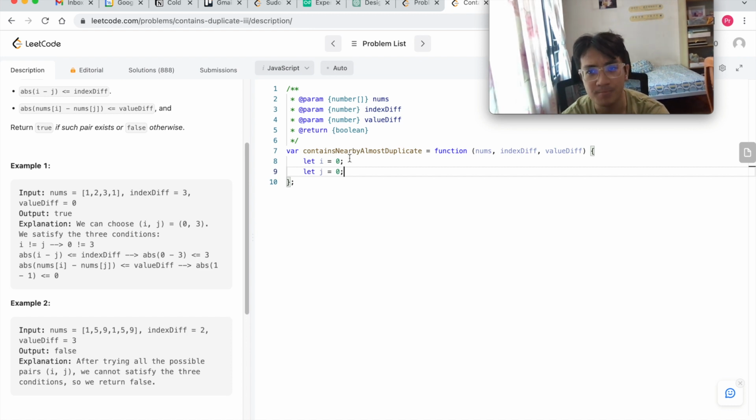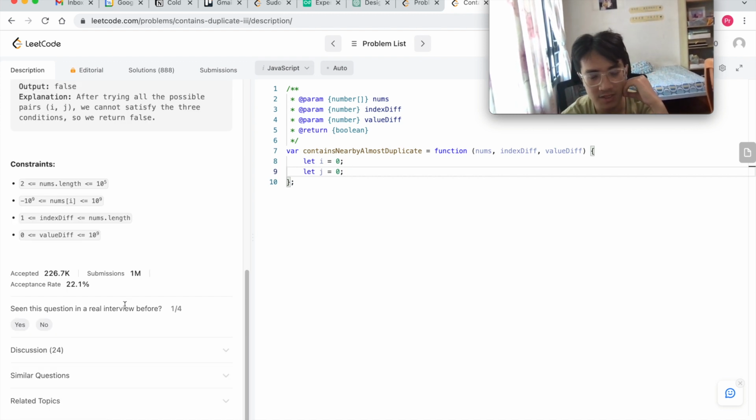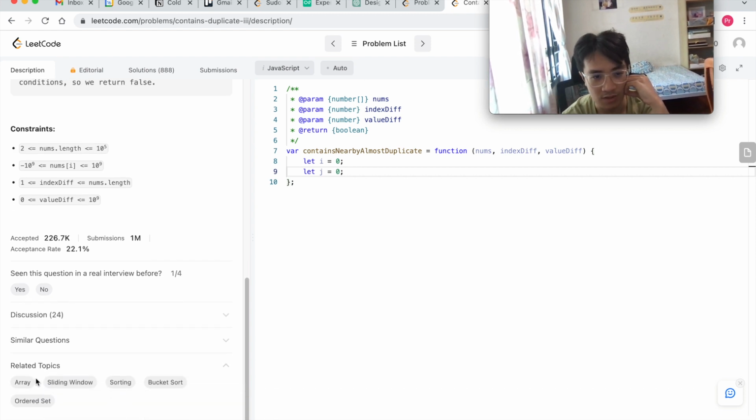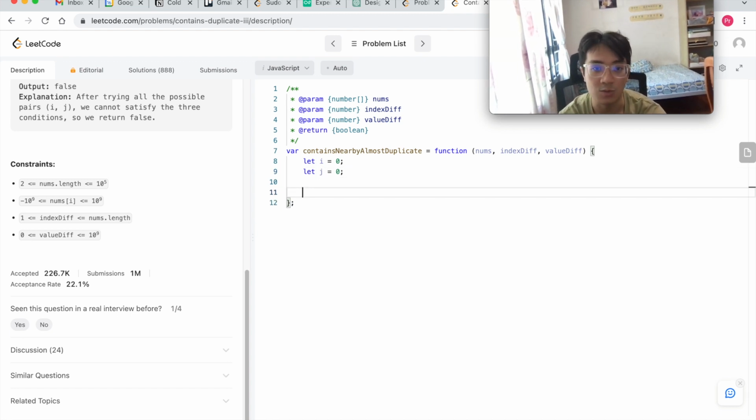So we have these variables i and j. i is going to be the first pointer and j is going to be the second pointer. The reason a lot of the other tutorials on YouTube are interesting is that when you go to the related topics, this sliding window is here, and that's what I used. But I did not use sorting, bucket sort, or ordered set. That enabled me to just create these two variables, so the space usage will be constant, and I hope that it's in linear time.